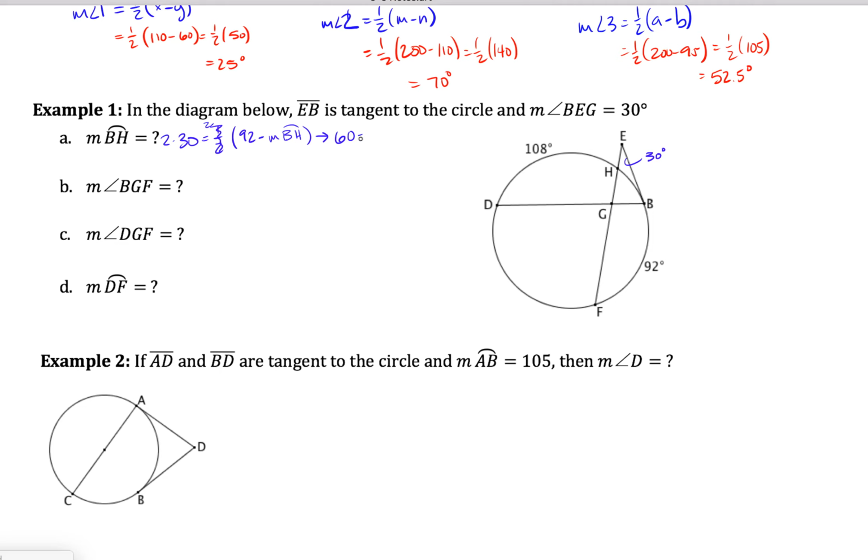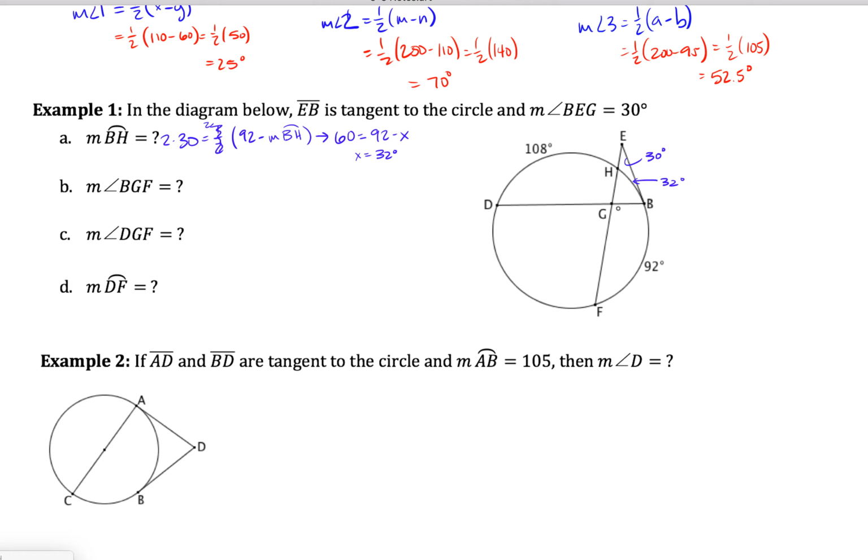So now I have 60 equals 92 minus, I'm going to just say x instead of the measure of arc BH. Now, using a little bit more algebra, I can figure out that if 60 is equal to 92 minus x, then x must be 32. So arc BH right here is now, we know, a 32-degree arc. The next thing it's asking for is the measure of angle BGF.